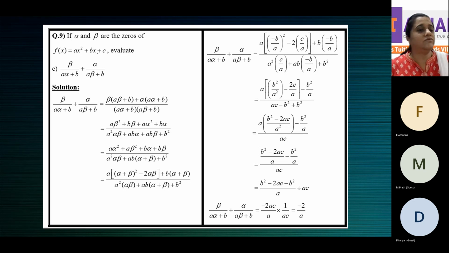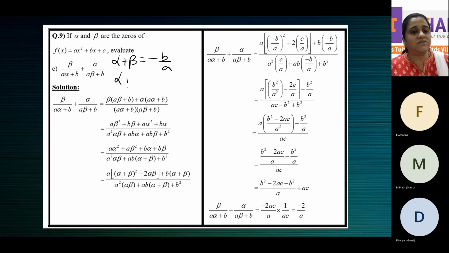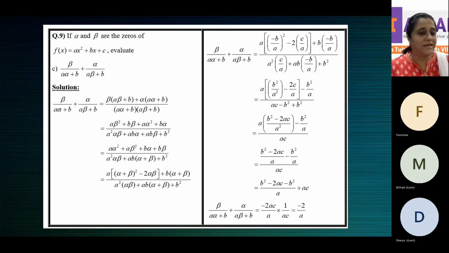Okay. So from this, you know that alpha plus beta is equal to minus b by a, and alpha beta is equal to c by a. Correct? Then you need to start off by taking the common denominator. So what's the common denominator? The product of the denominators, which is (a alpha plus b) into (a beta plus b). So we need to multiply.